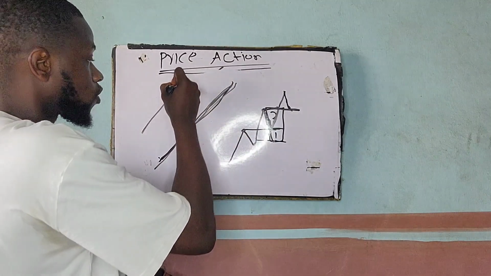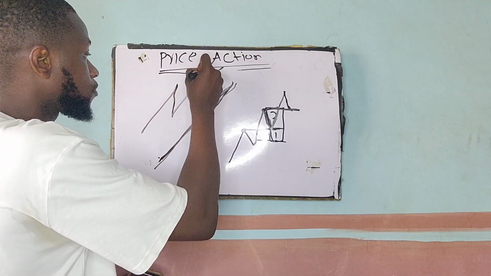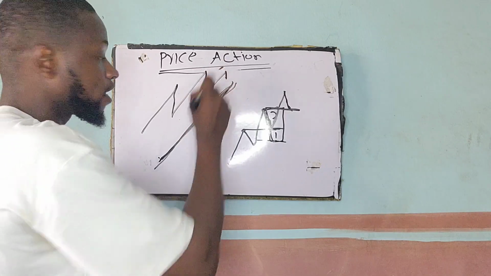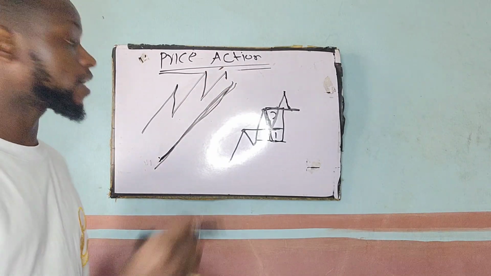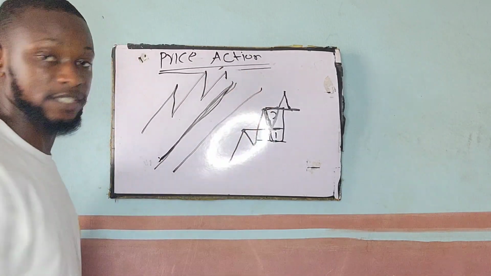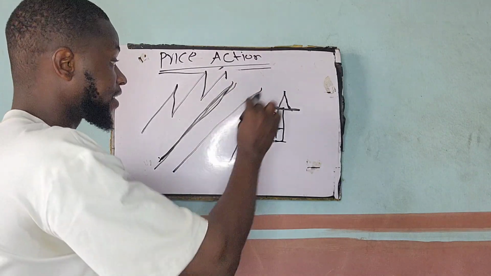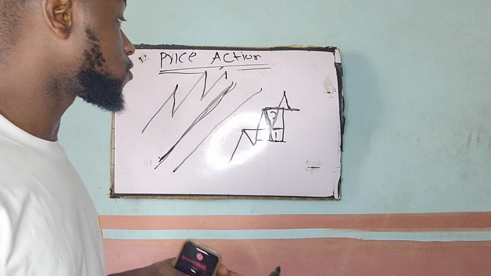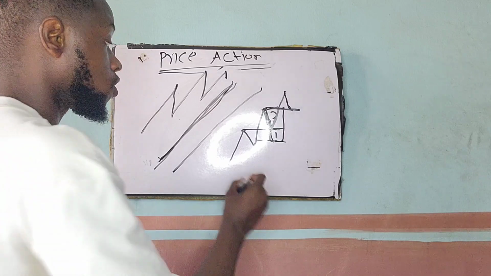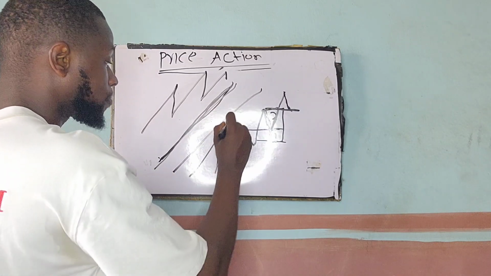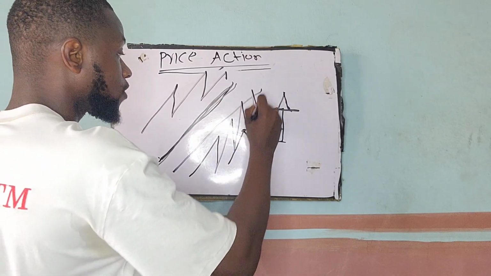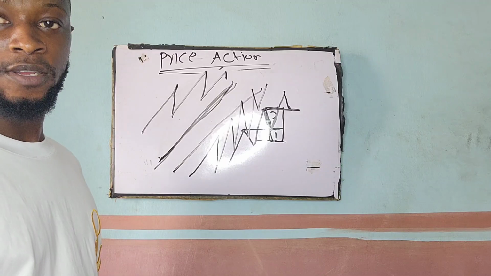Market goes up, comes down. Goes up, comes down. Goes up, comes down. That is how markets move. The market does not just go up like that, unless there is news. But with normal price action and normal market structure, it is all up, down, up, down, up, down. So you see it there now.